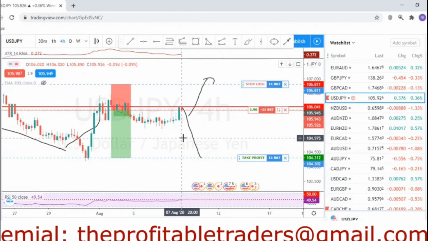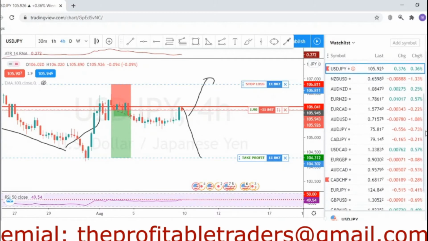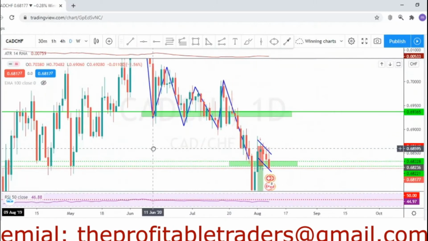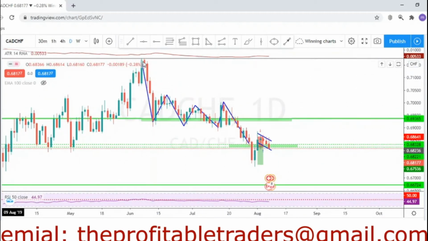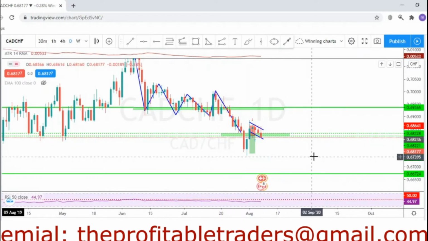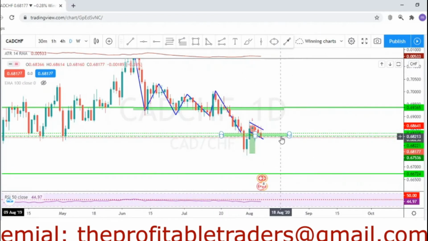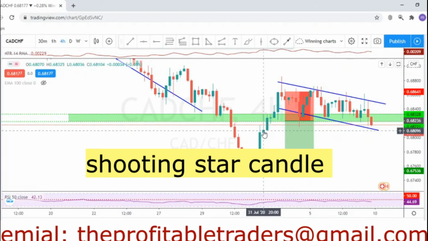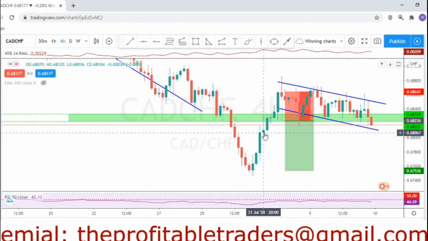So the next trade was Canadian Swiss. I made a prediction last week about this market being in a downtrend. Market is making lower lows and lower highs, and it broke below this support level. And when it broke the support level, I was anticipating for this market to come and retest the support level. And when it did that, I saw this nice rejection here, which is a shooting star.